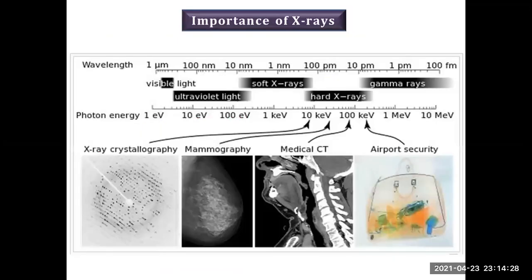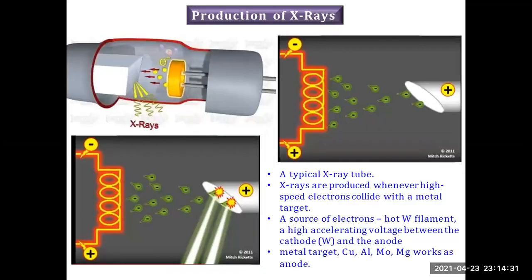So now you already know how the X-rays will be produced. We are just recalling what we studied in the lower classes. You can see this schematic diagram of a typical X-ray tube. X-rays are produced whenever high speed electrons collide with the metal target. The source of electrons is the hot filament, with a high accelerating voltage.